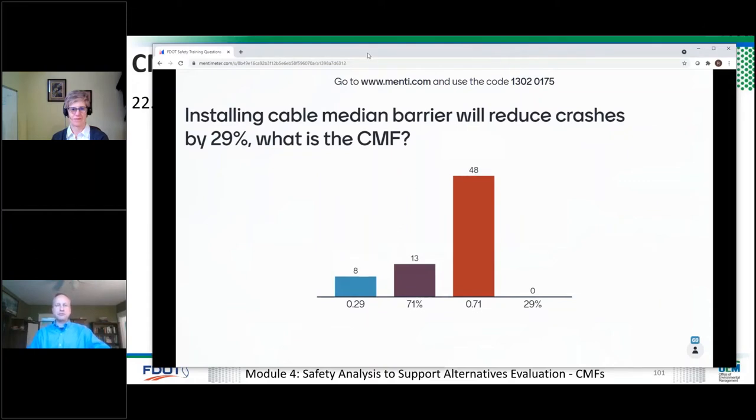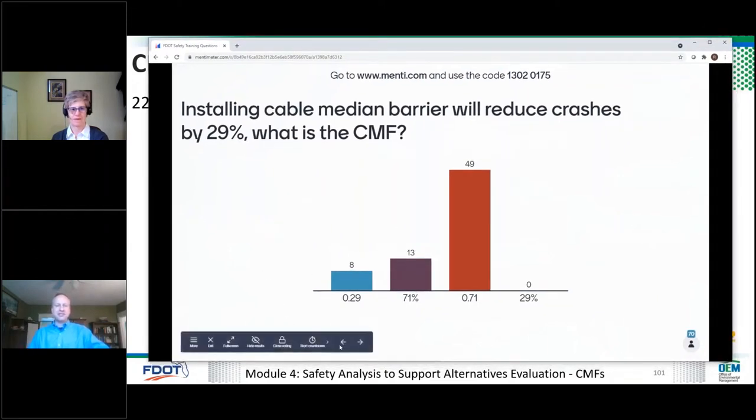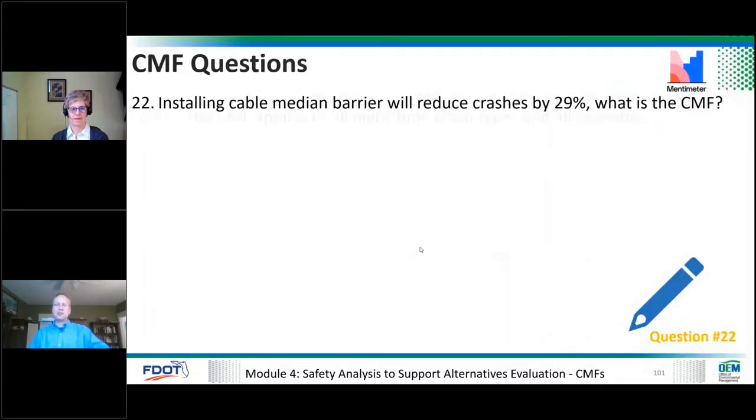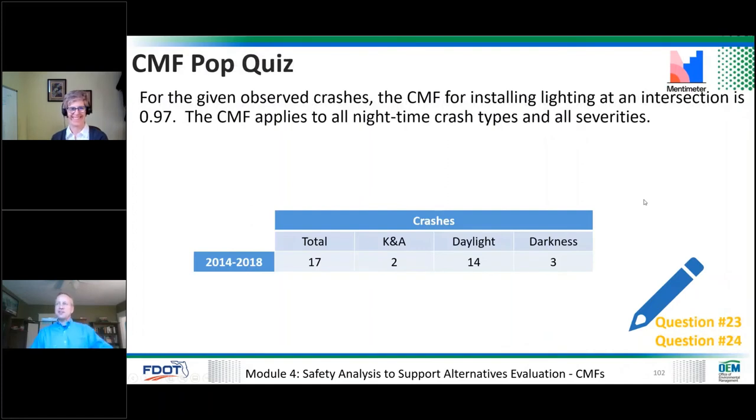All right, let's go on to the next question. Oh, and I got to give you more details. Sorry. This is the setup. So you've got the question, but you've also got the setup. For a given number of observed crashes, the CMF for installing lighting at an intersection is 0.97. The CMF applies to all nighttime crashes and all severities. So how many crashes may occur at the intersection after lighting is installed? This does require math.